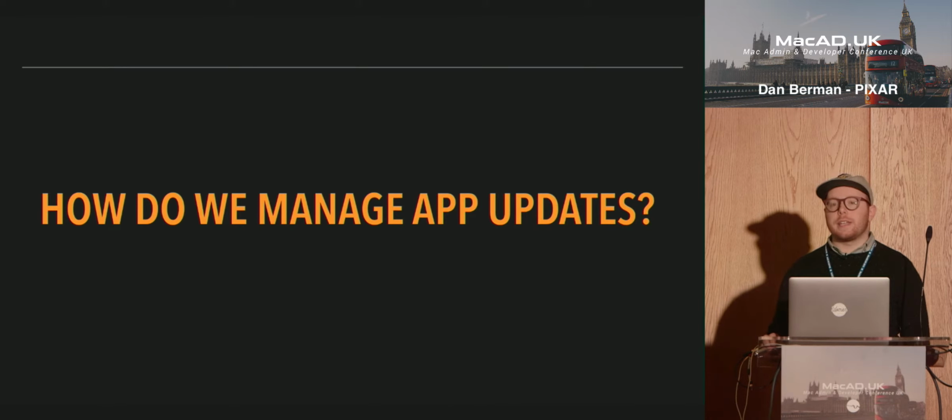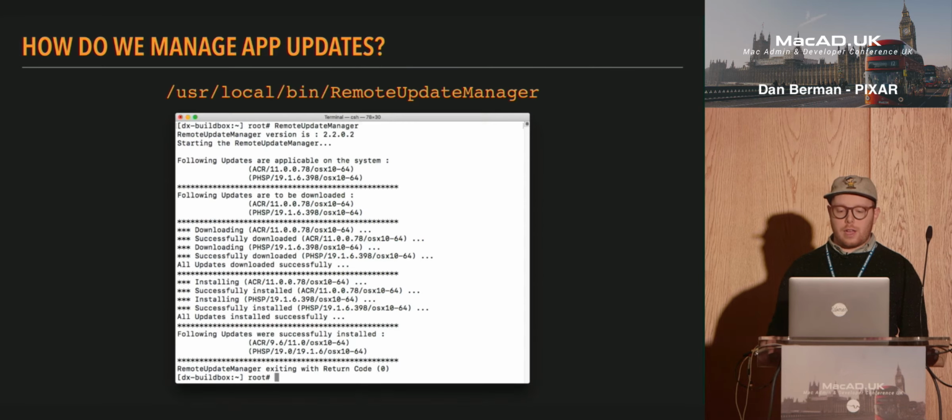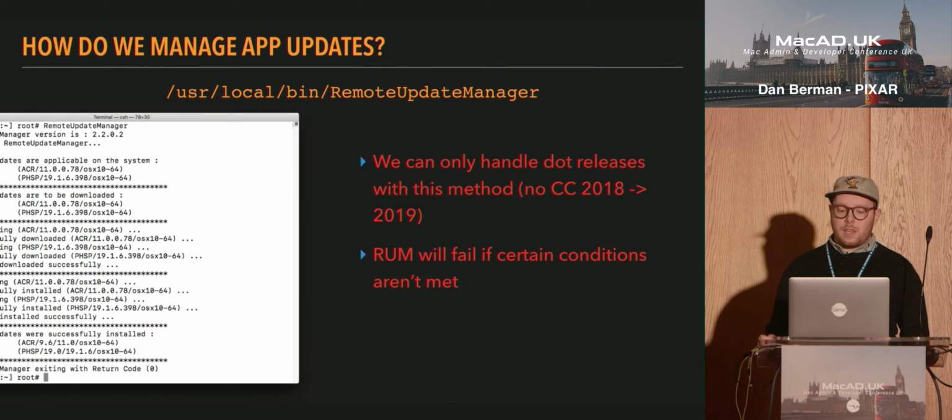So updates. It's a little bit of a weird one, and we still wanted to use Remote Update Manager, which many of you are familiar with. It's basically Adobe's command line tool to run Adobe updates. And when it works, it's great. It's simple, and it does what it's supposed to. It comes with a couple of caveats, though. You can't do major revisions with Remote Update Manager. You can only do dot releases. So I can't upgrade from Photoshop CC 2018 to 2019. I can only do a dot release.